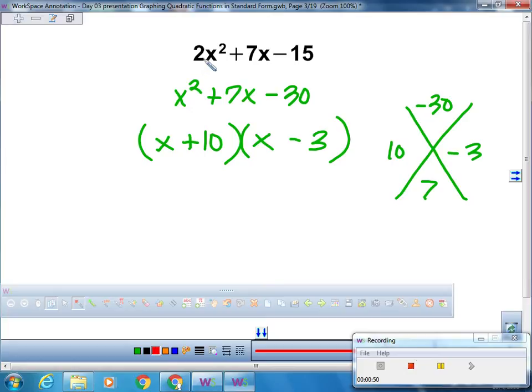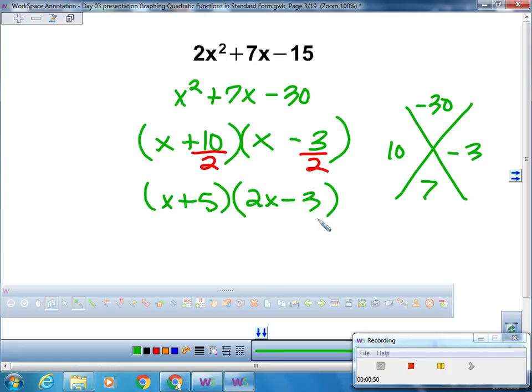Use that 2 to make this bigger, so now I'm going to divide by 2. x plus 5, 2x minus 3. That seems like extra. You like it? Okay, so let's look at how we would do this by factoring by grouping.